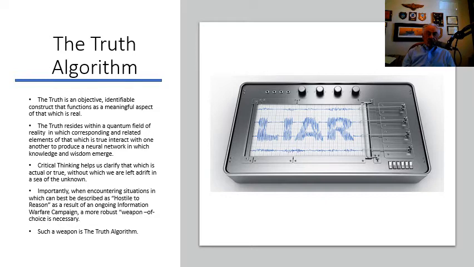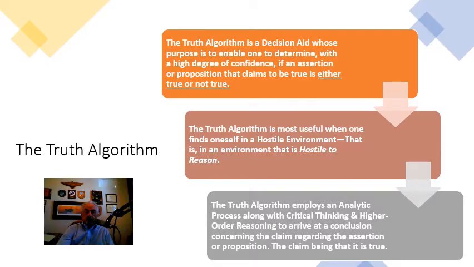Importantly, when confronting situations which can best be described as hostile to reason as a result of an ongoing information warfare campaign, a more robust weapon of choice is, in fact, necessary. Such a weapon is the truth algorithm. Now, here's a good definition of what it is.